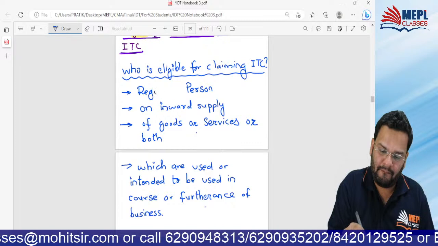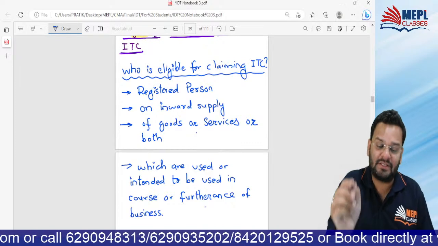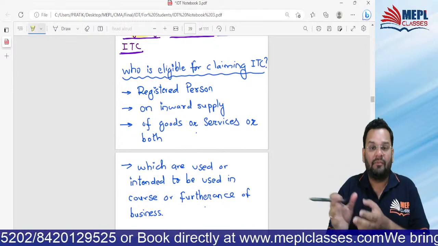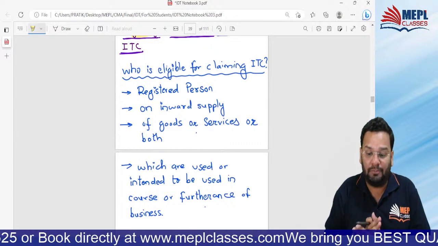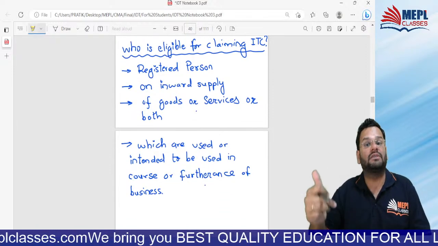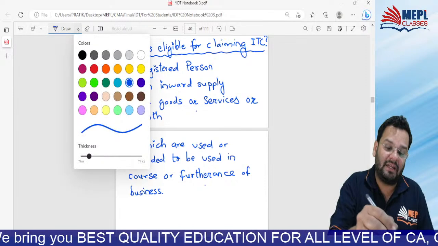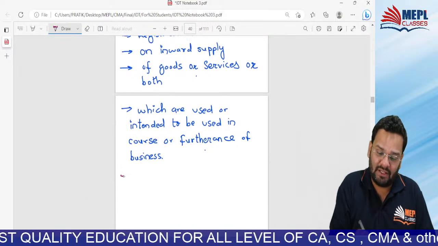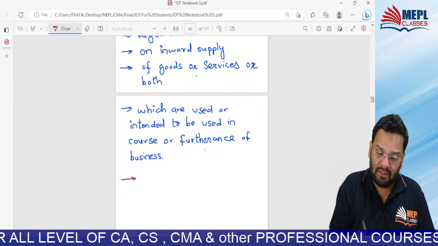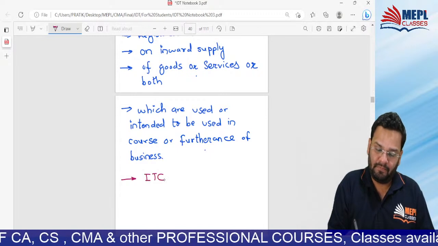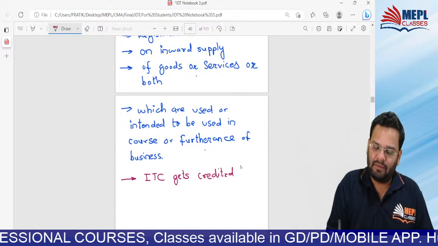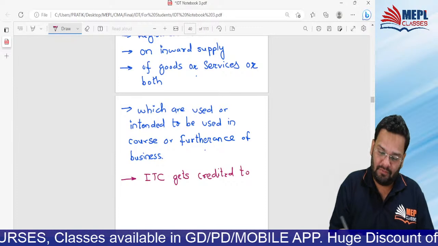Basically, a registered person, registered of course under GST, on inward supply of goods or services or both which are used or intended to be used in the course or furtherance of business. And this ITC, do you know, gets credited to the e-credit ledger.